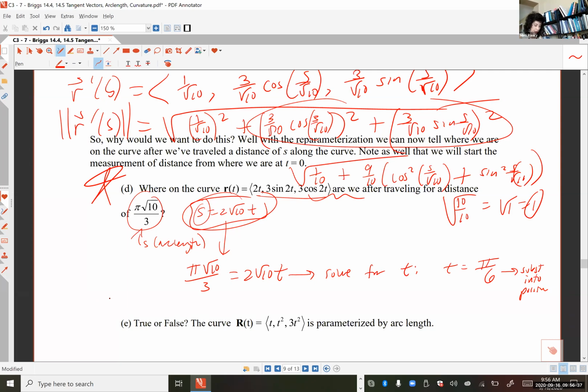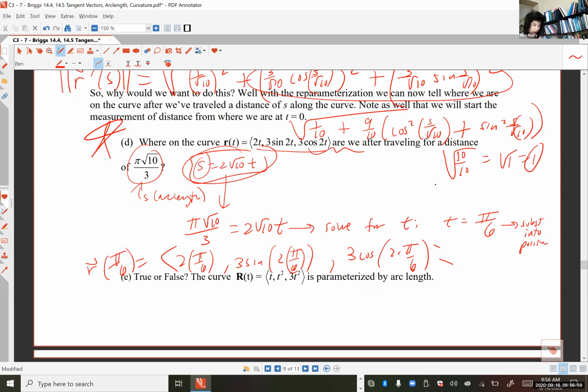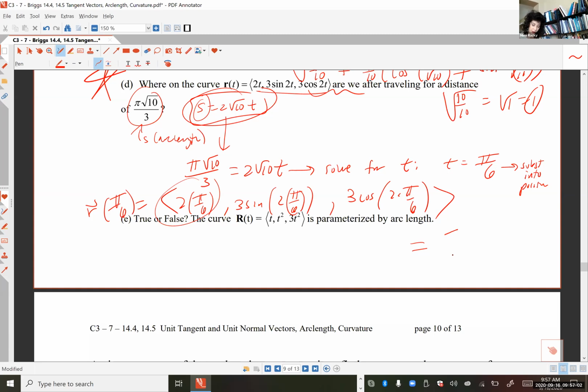So r evaluated at pi/6 is, so if you look at the curve, 2t, that's 2 times pi/6, and then 3 sine of 2 times pi/6, like that, and then 3 times cos of 2 times pi/6, and then where the heck is that? That's going to give you a point on the curve, the position, and so you're going to get a weird position here, pi/3, and I think sine of pi/3 is what? Square root of 3 halves? Yeah. And then cosine of pi/3 after reducing is a half. And so after reducing those, you'll get this position on the curve. So that's kind of cool.